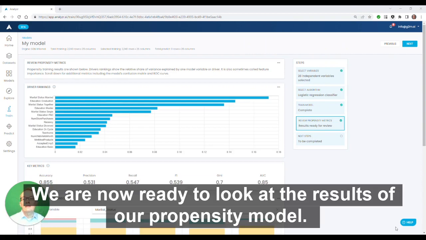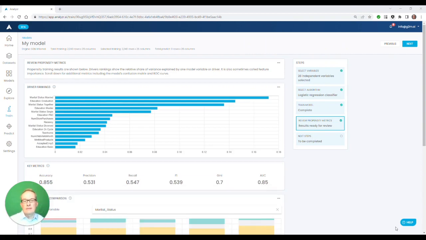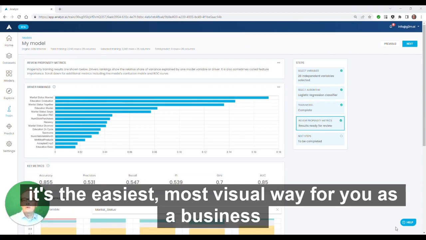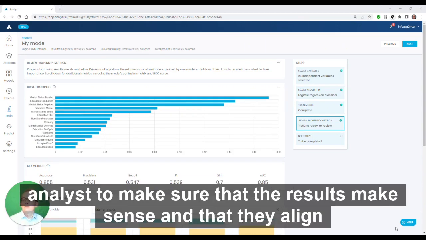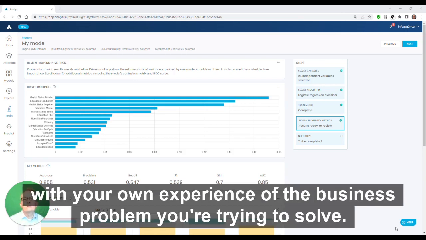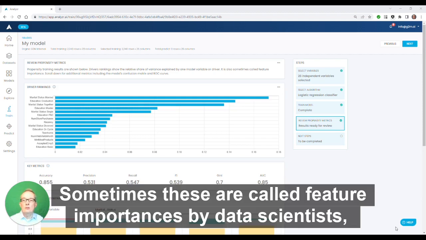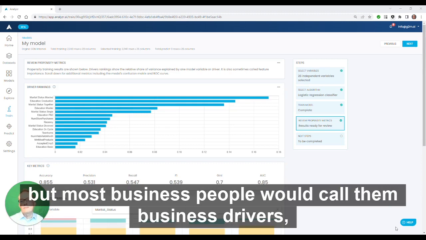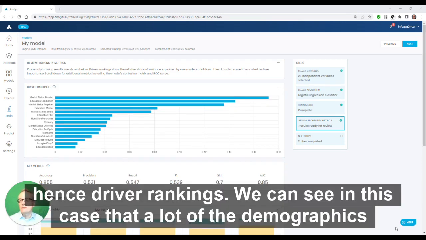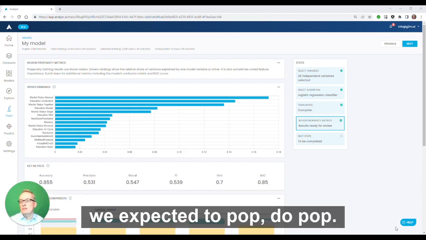We are now ready to look at the results of our propensity model. We'll start with driver rankings, simply because it's the easiest, most visual way for you as a business analyst to make sure that the results make sense and that they align with your own experience of the business problem you're trying to solve. Sometimes these are called feature importances by data scientists, but most business people would call them business drivers, hence driver rankings.